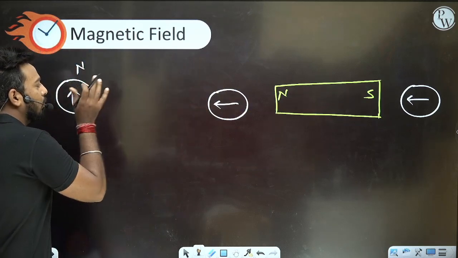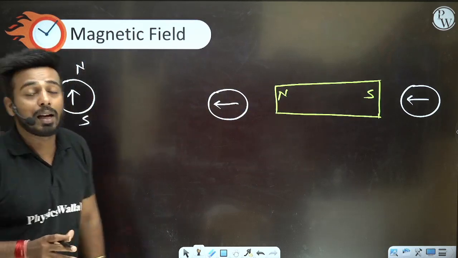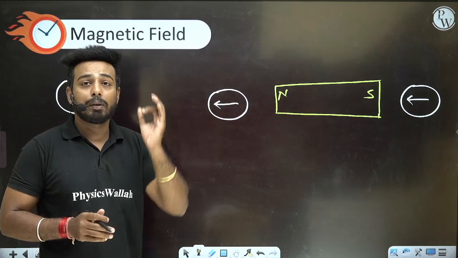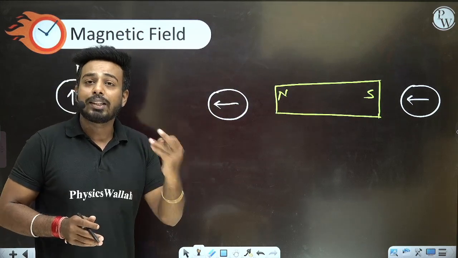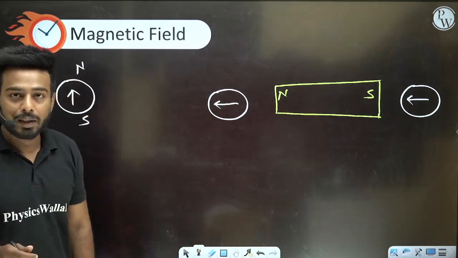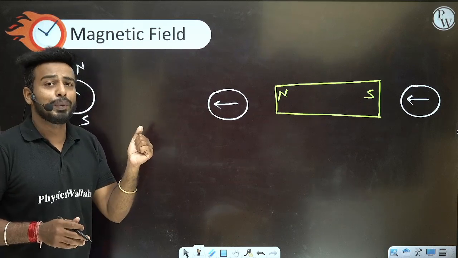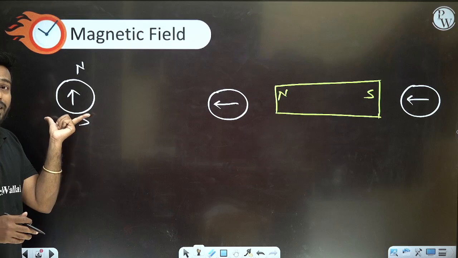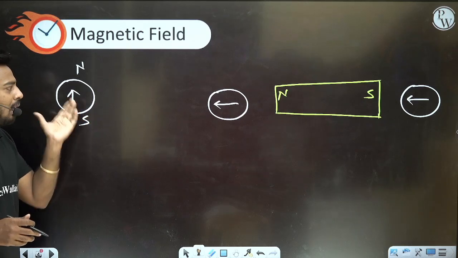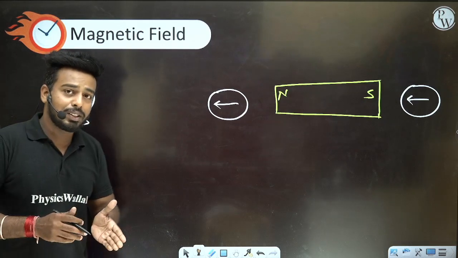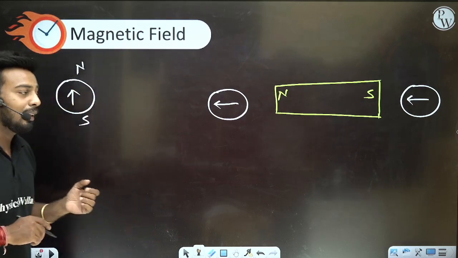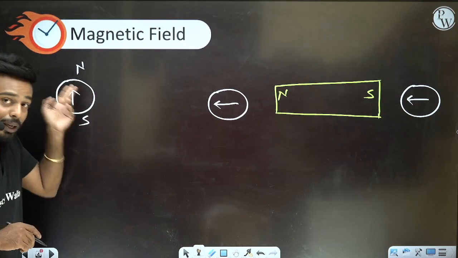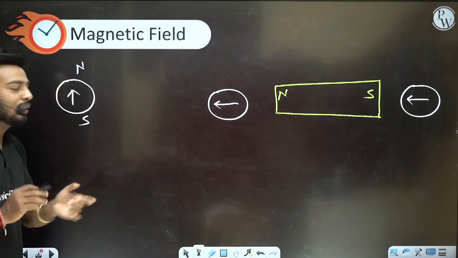So what is a compass? A compass is a device which is used to check the presence of a magnetic field. It means the earth has a magnetic field too, because it is showing deflection due to the magnetic field of the earth. And what is the direction of deflection due to the magnetic field of the earth? The direction is north to south.